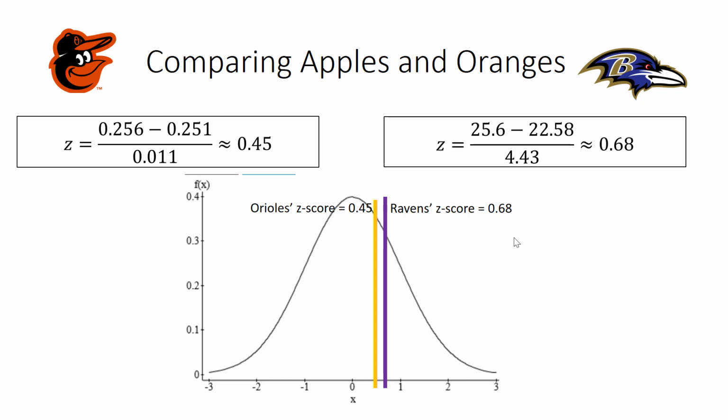So even though you can't compare the Orioles and the Ravens to each other directly, what you can do is compare the Orioles to the other teams in Major League Baseball. You can compare the Ravens to all the other teams in the NFL, and then we can use these z-scores, and now we can really compare them and say, relative to the other teams, who has a more extraordinary performance. And again, you can see the Ravens' z-score is slightly higher, so they would be the more extraordinary team.